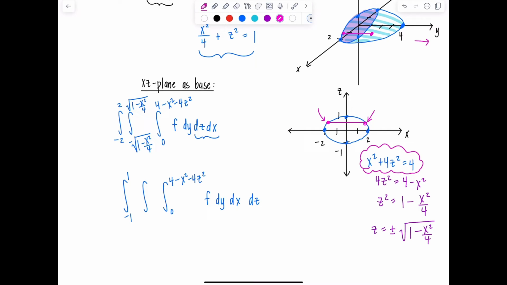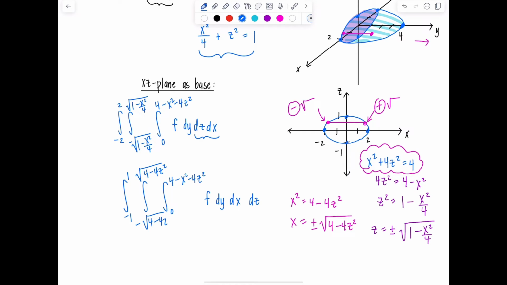So this time we're going to have x squared equals 4 minus 4z squared. So x is plus or minus rad 4 minus 4z squared. The positive radical is the right half of the ellipse, and the negative radical is the left half of the ellipse. So the upper bound would be positive rad 4 minus 4z squared, and the lower bound would be negative rad 4 minus 4z squared. Okay, that's taken care of. How do we feel?